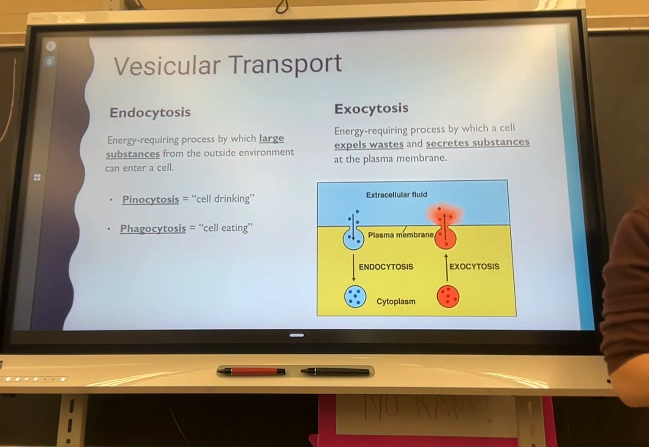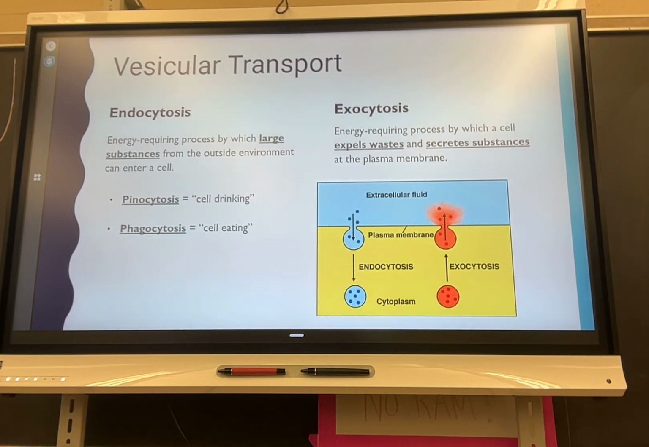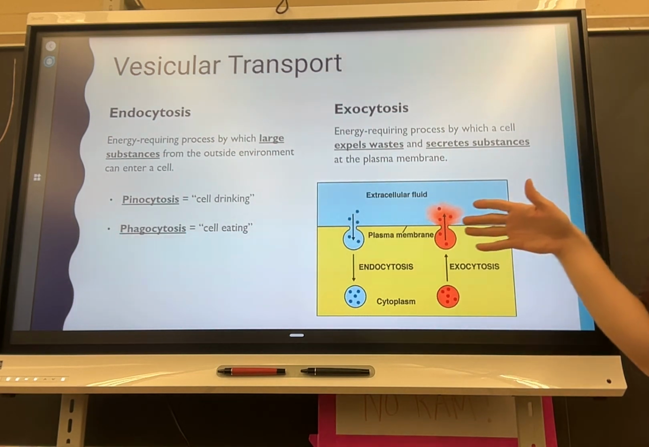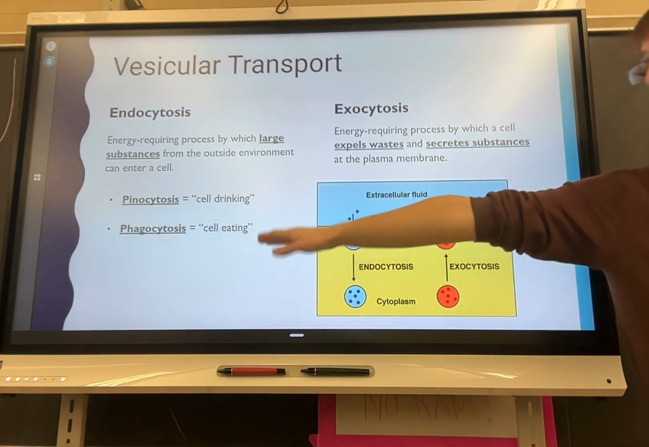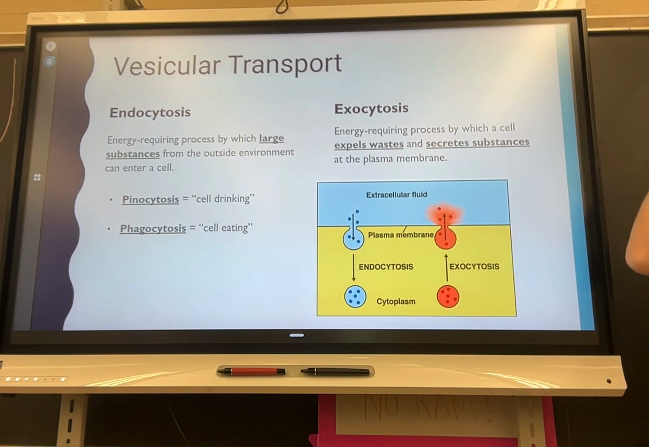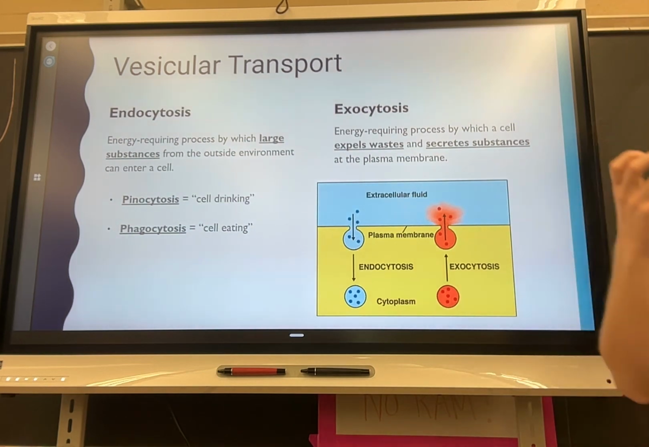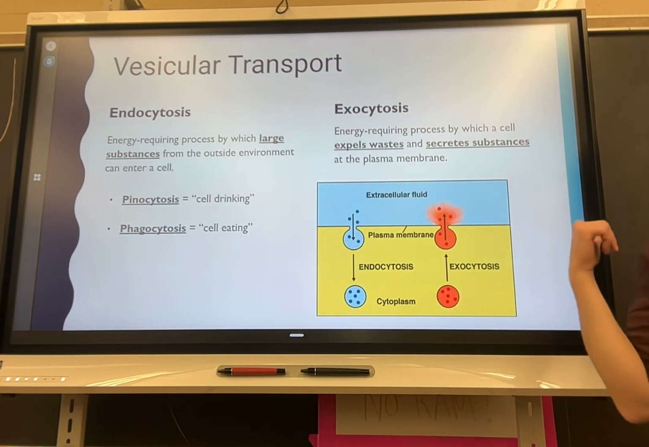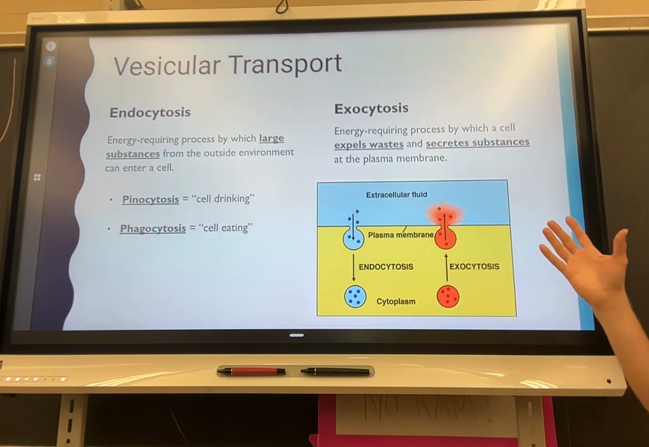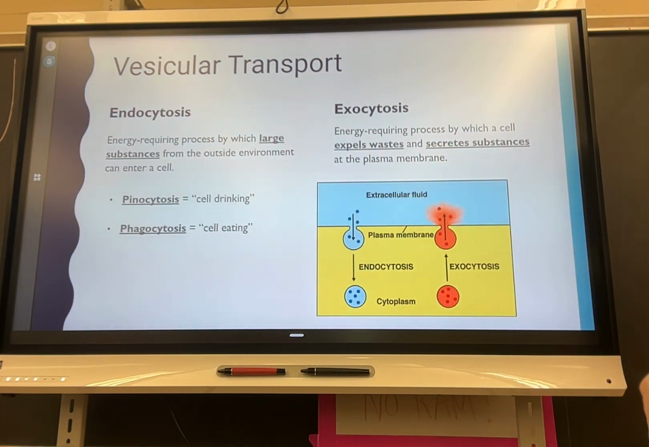The other one, phagocytosis, we are going to be eating large particles. So in phagocytosis, it's considered cell eating. We are going to be engulfing large particles. So this could be cell eats cell, this could be cell eats macromolecule, this could be cell eats a whole bunch of different things. Cell transport.